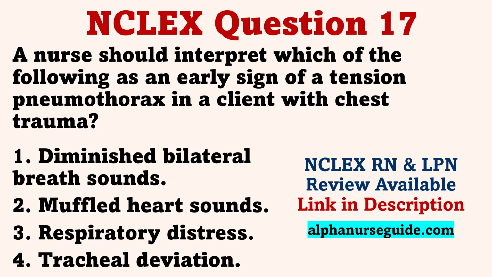The correct answer is 3. Respiratory distress or arrest is a universal finding of tension pneumothorax. Unilateral, diminished, or absent breath sounds is a common finding. Tracheal deviation is an inconsistent and late finding. Muffled heart sounds are suggestive of pericardial tamponade.